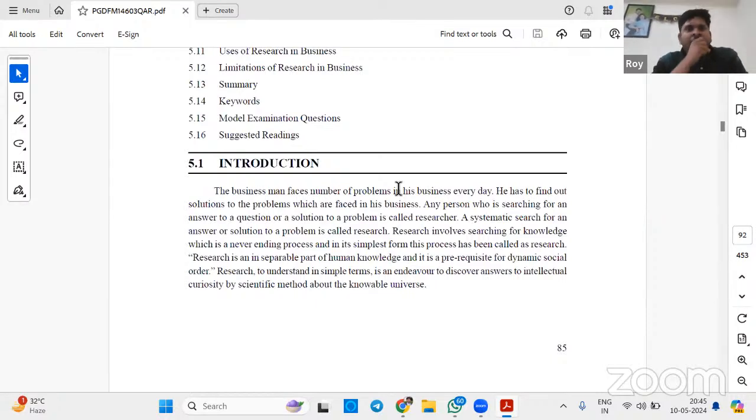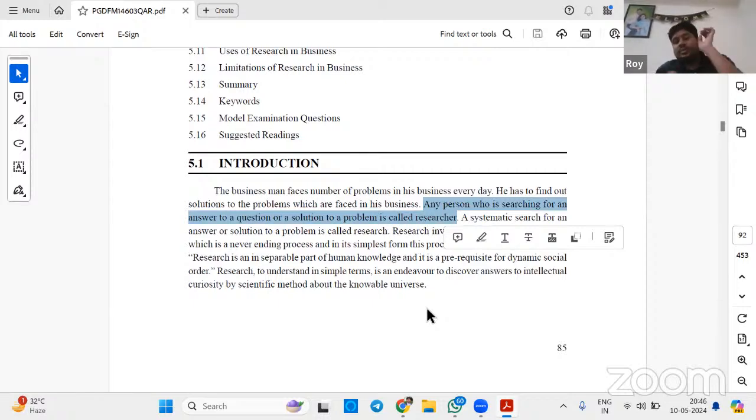Now, let's go into this. See this. A businessman faces a number of problems in business every day, and for a problem, he needs to search for a solution, right? Any person who is searching for an answer to a question, I need to highlight this, or a solution to a problem. See these two things: an answer to a question or a solution to a problem. That person is called a researcher. A systematic search for an answer or a solution is called research. This is very, very important.